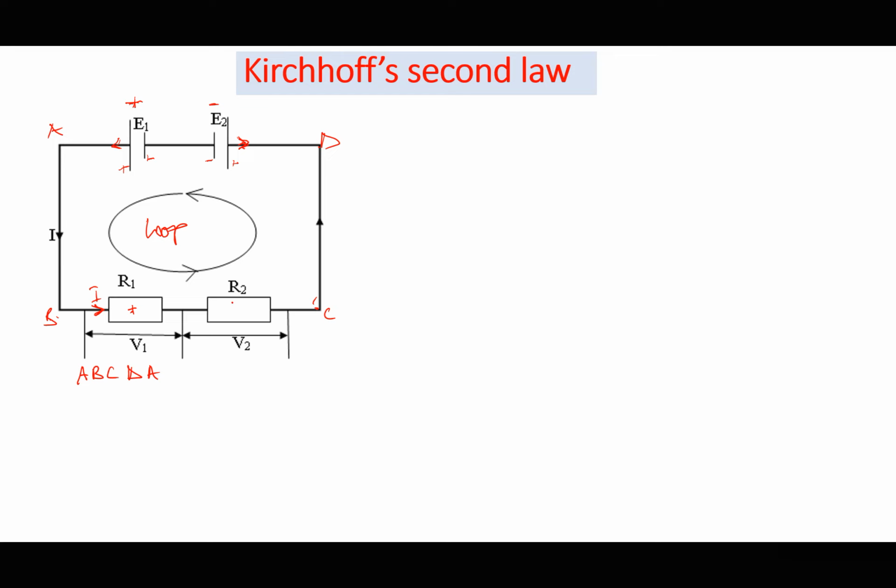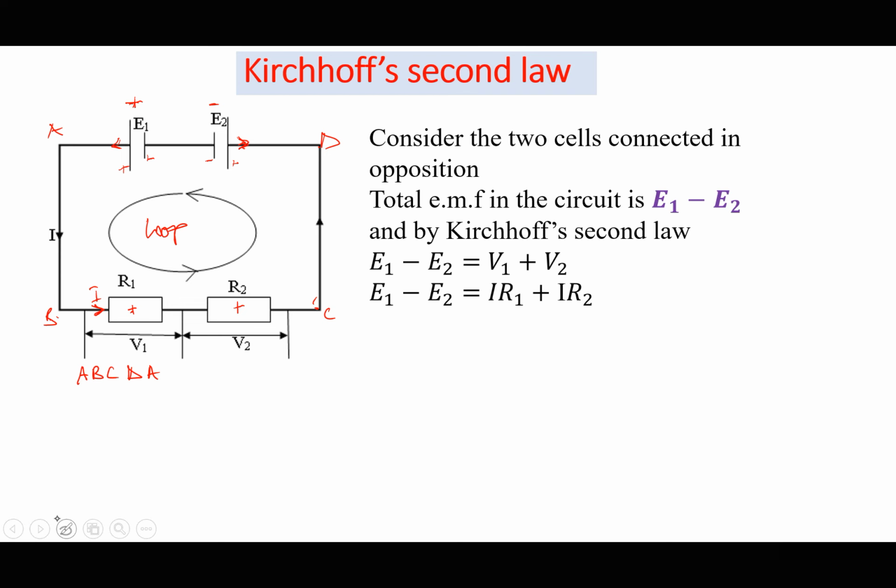For R2, the current is of course the same as the one in R1. So the current in R2 is also in the same direction as the loop, so the PD here is going to be positive. So in other words, if we consider the two cells connected in opposition, they're in opposite directions, so the total EMF, or the sum of the EMFs, is going to be E1 plus negative E2. That is by Kirchhoff's law.